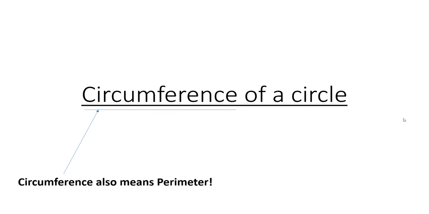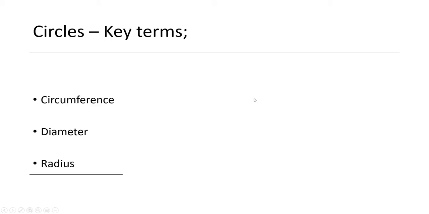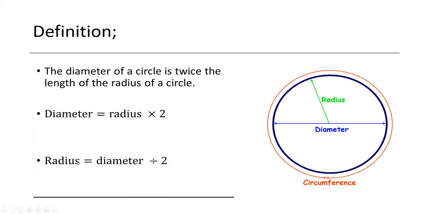So we're going to be talking about the circumference of a circle. Now note that circumference also means perimeter, okay? So the length outside of our shape. So a couple of key terms. We need to know what the circumference is, what a diameter is, and what a radius is. Now hopefully from seeing the parts of a circle, we all know what these three key words mean.